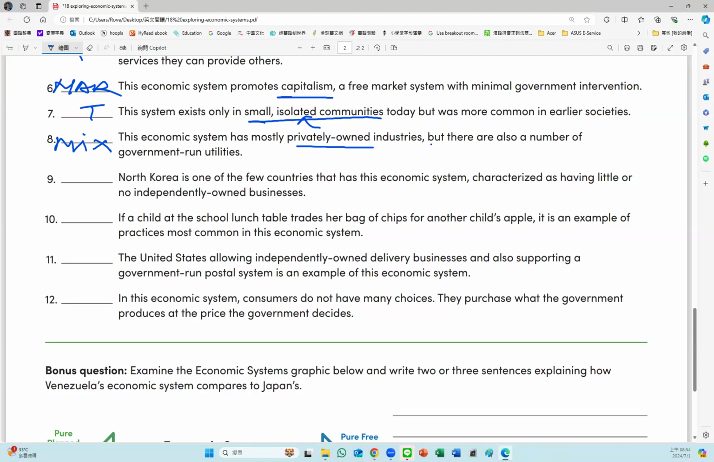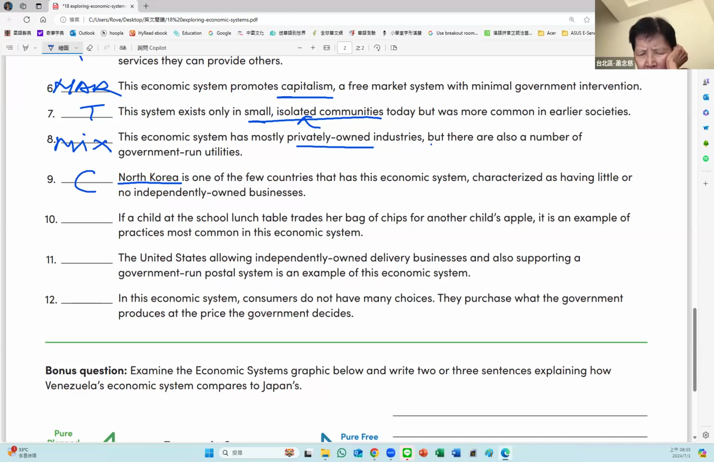North Korea is one of the few countries that has this economic system, characterized as having little or no independent business. Okay, which one is this? North Korea. What kind of system is this? Command. Very good. Number 10, who's that, Lily?